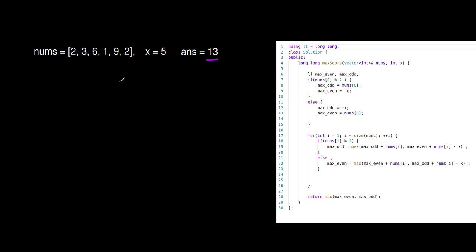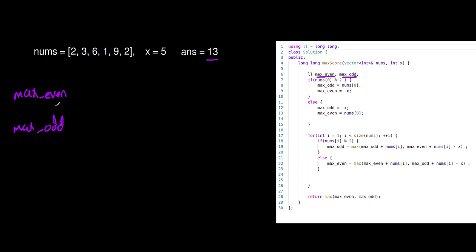We will use dynamic programming to solve this question. To do that, we declare two variables, max odd and max even. Max even represents the max score so far with the last value checked is even. Max odd represents the max score so far with the last value checked is odd.